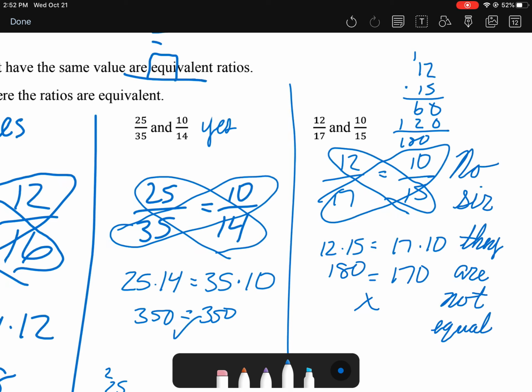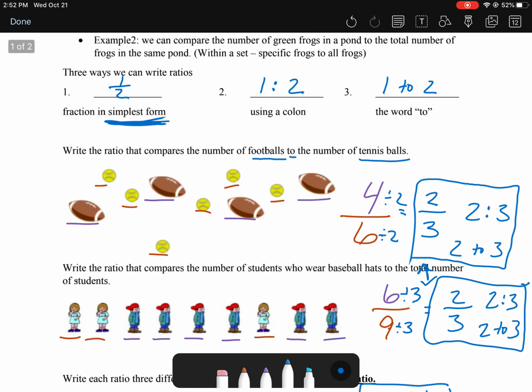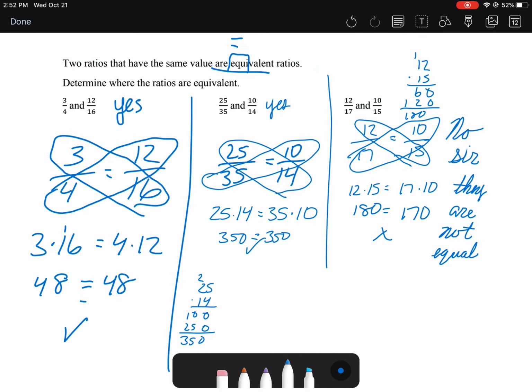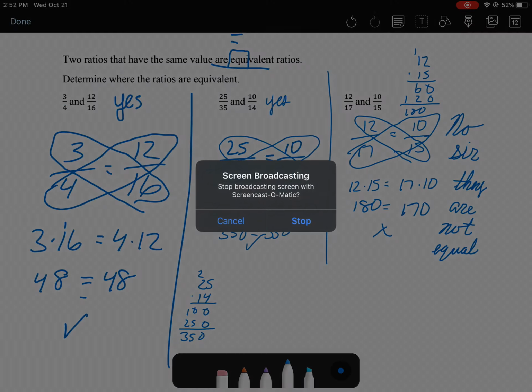Just a quick flex on my cursive. Yeah, that's it for today. Again, I think a lot of this stuff you learned from last year. So, bye!